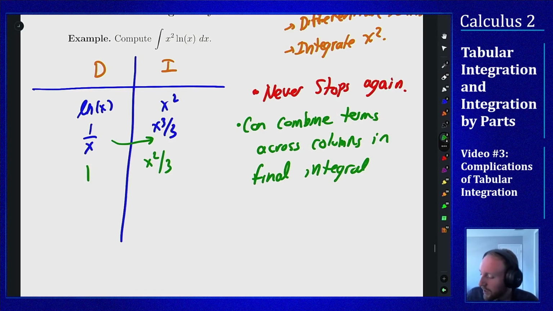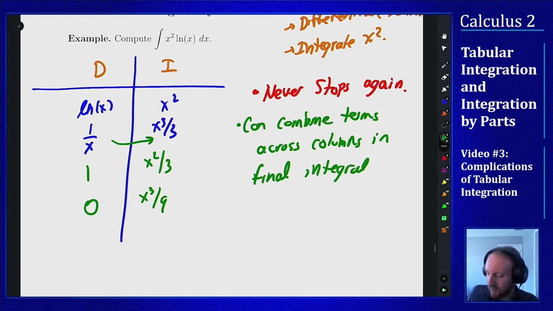If I want to, I could take one more step to write this as 0 and x cubed over 9. But I need to realize that when I'm pairing this, I have to pair blue with blue and green with green. I can't pair across the lines. I did a recombination there to make this nicer.